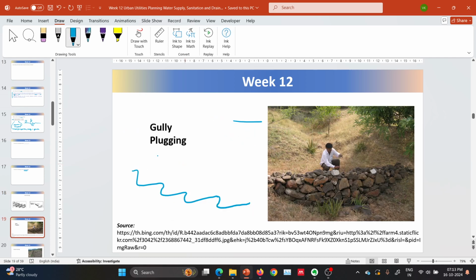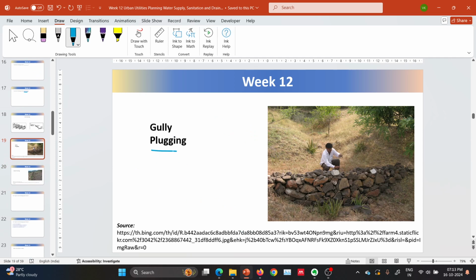Gully plugging, this is also used in hilly areas. So what is done is, from the channels which are naturally available on the hill slope, plugging is done with the help of stones that can stop or reduce the flow, and the water can percolate into the soil.